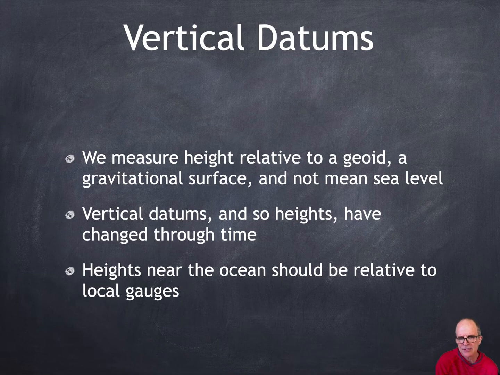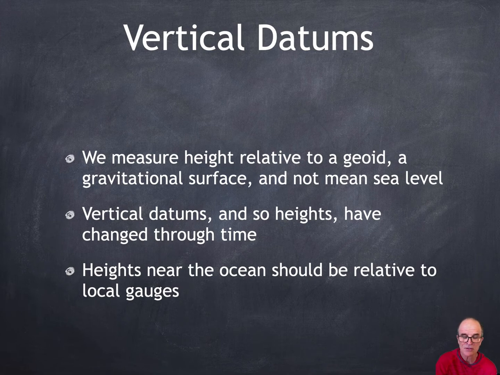So vertical datums have changed through time. They've evolved just like our horizontal datums. Luckily, though, the vertical datums don't vary as much up till the current one as the horizontal datums have. So the distances in changing from one datum to another aren't as much in the vertical dimension as in the horizontal dimension.